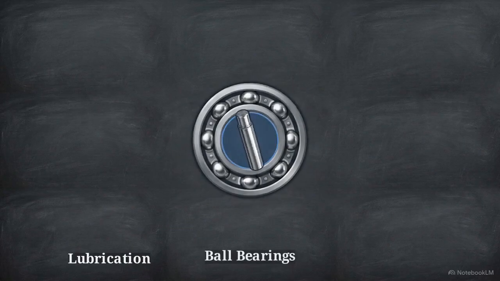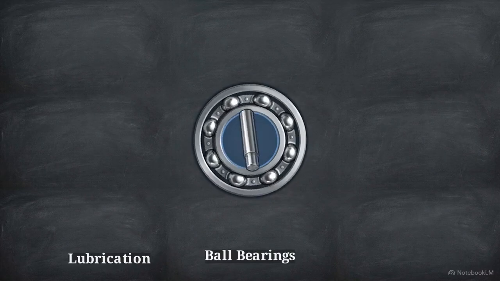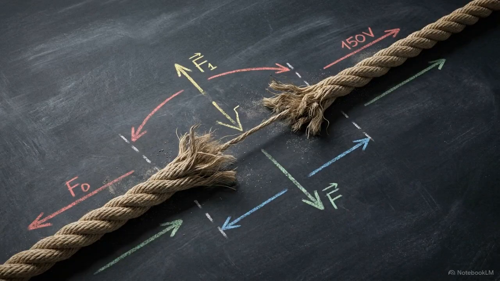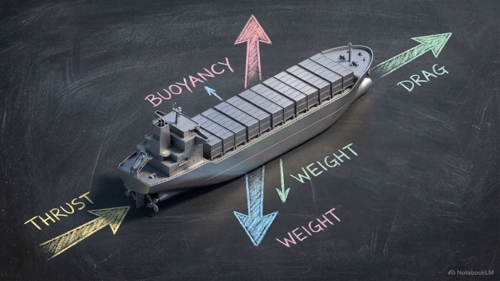Engineers minimize these forces through the use of lubrication, ball bearings, and streamlined designs that reduce the drag of the surrounding air or water. From the hidden tension in a rope to the subtle friction of a rolling wheel, the motion of every physical object is the predictable sum of the forces acting upon it.